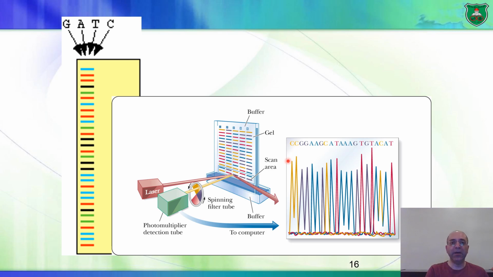So it would say, aha, this is this color, then it must be a C. This is that color, it must be a G. This is this color, it must be something else. So we have an instrument now that reads the DNA sequence by translating colors into letters.